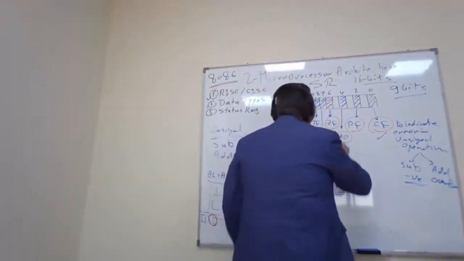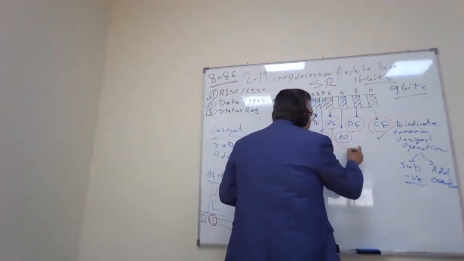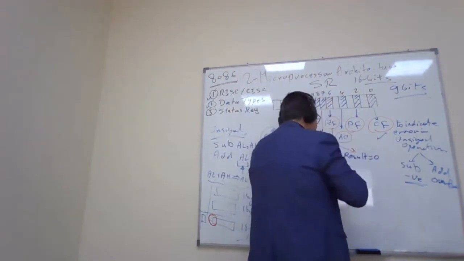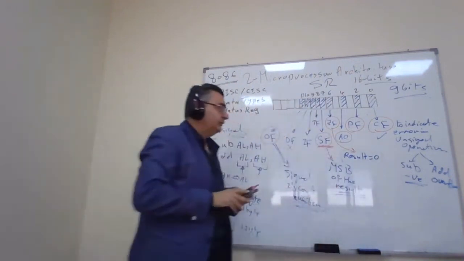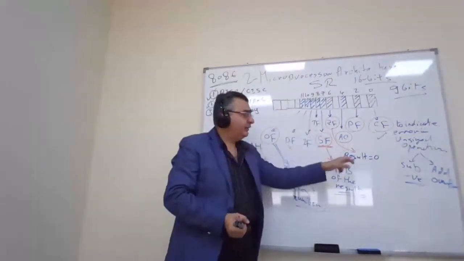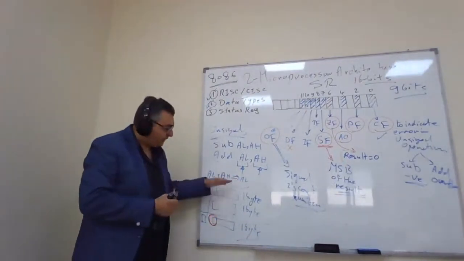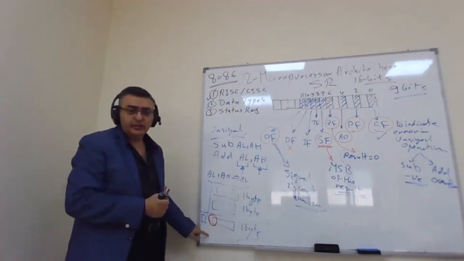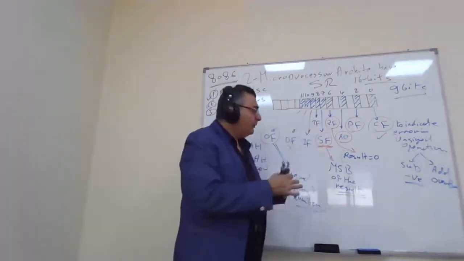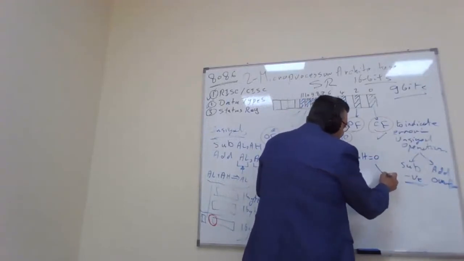Which one is next? The zero flag. The zero flag indicates whether the result equals 0 or not. Very simple. Can someone tell me how to get the zero flag using digital logic design gates? I did an operation between 1 byte and 1 byte and got a 1-byte result. How can I get the zero flag? The zero flag will be 1 if the result is 0.